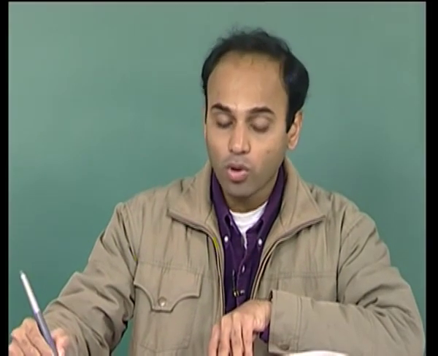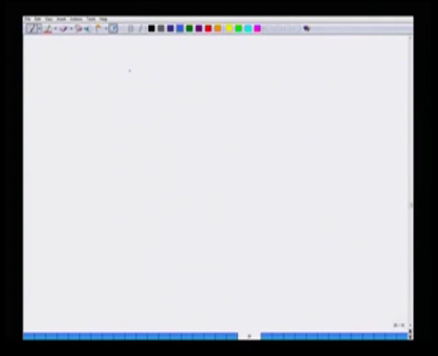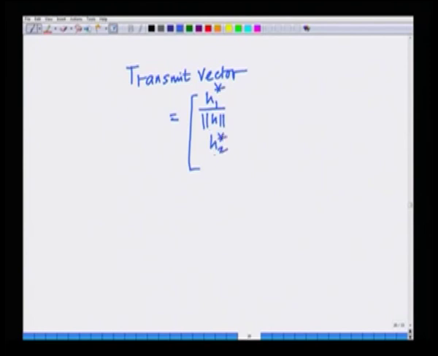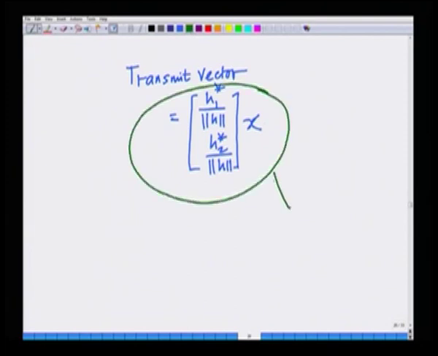Let us go back to what we have done. We have done a transmit precoding where we said the transmit vector is H1 conjugate divided by norm h, H2 conjugate divided by norm h, times x. Now, can this be done at the transmitter?